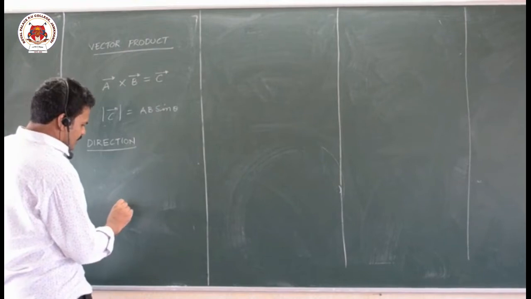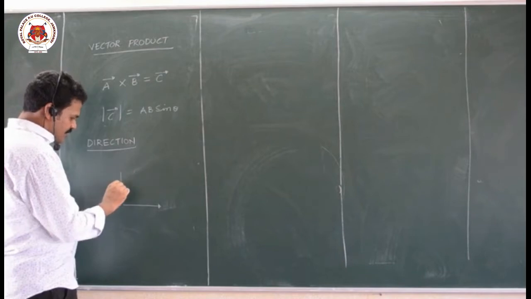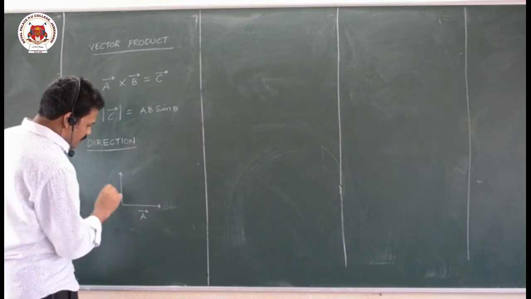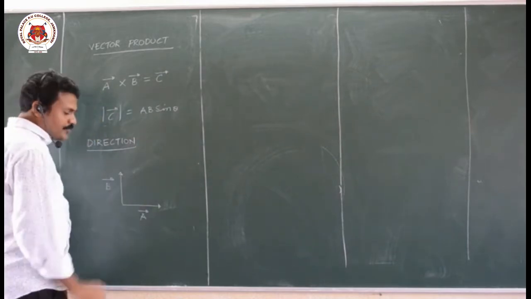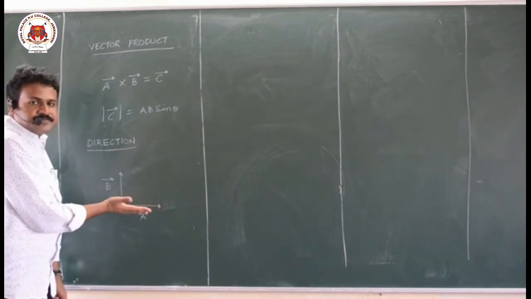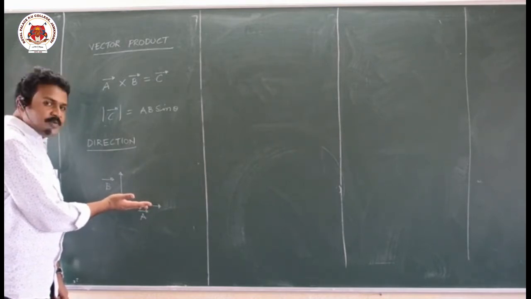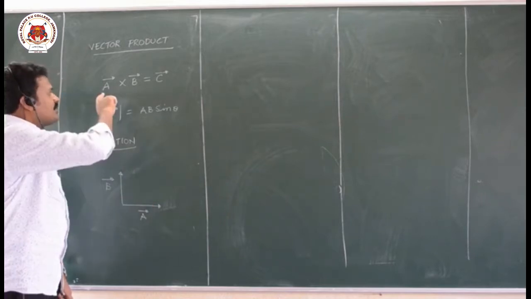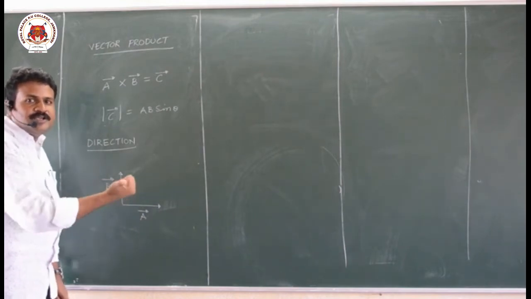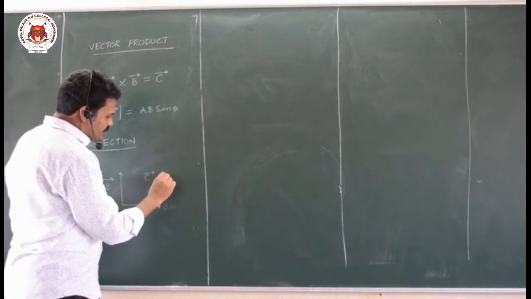The first one: draw a bar and b bar. Let us assume these are a and b, two vectors, a bar and b bar. Now you place your right hand perpendicular to both vectors and close your fingers in the direction of the product. Your product is a bar cross b bar, so close your fingers like this. This gives the direction of c bar. So c bar is out of the plane now.